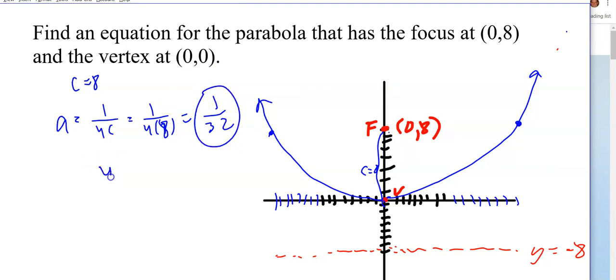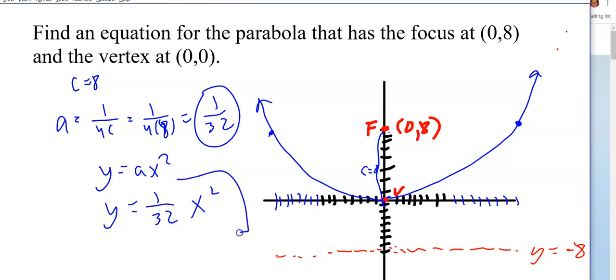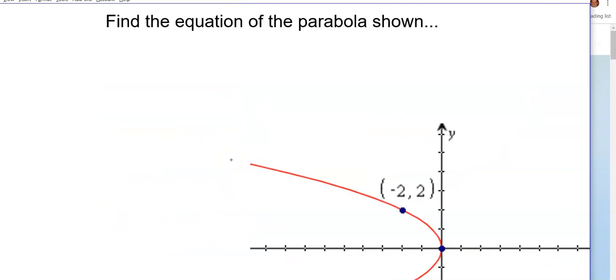So our equation we're plugging into is y equals a x squared. So y equals 1/32 x squared. We got it. So it's kind of fun. They give us some bits of information, and we kind of go from there.